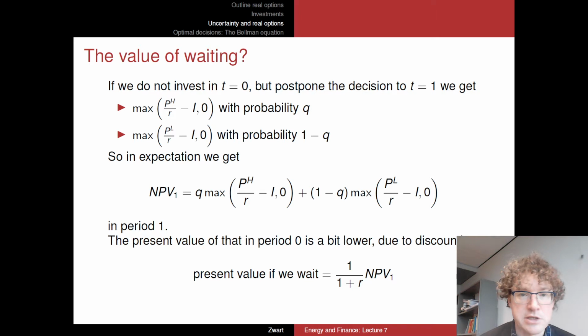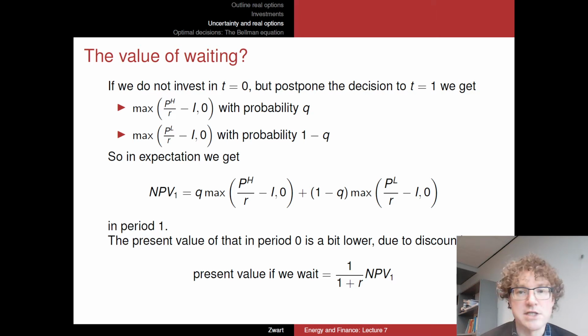So we'll get that with probability Q if we end up in the high scenario. With probability 1 minus Q we'll end up in the low scenario, and then again we get the maximum of the NPV, PL over R minus I, and 0 if that turns out to be negative, in this probability 1 minus Q low scenario case.